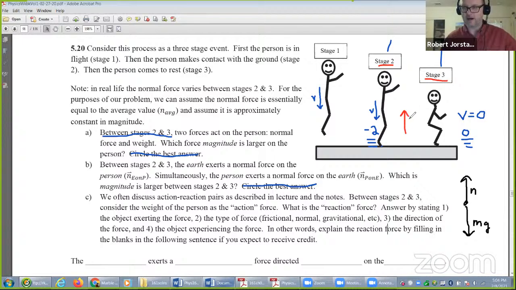You're accelerating upwards. So if you're accelerating upwards, which force is winning? The normal force. Got it? And that is a tricky question.